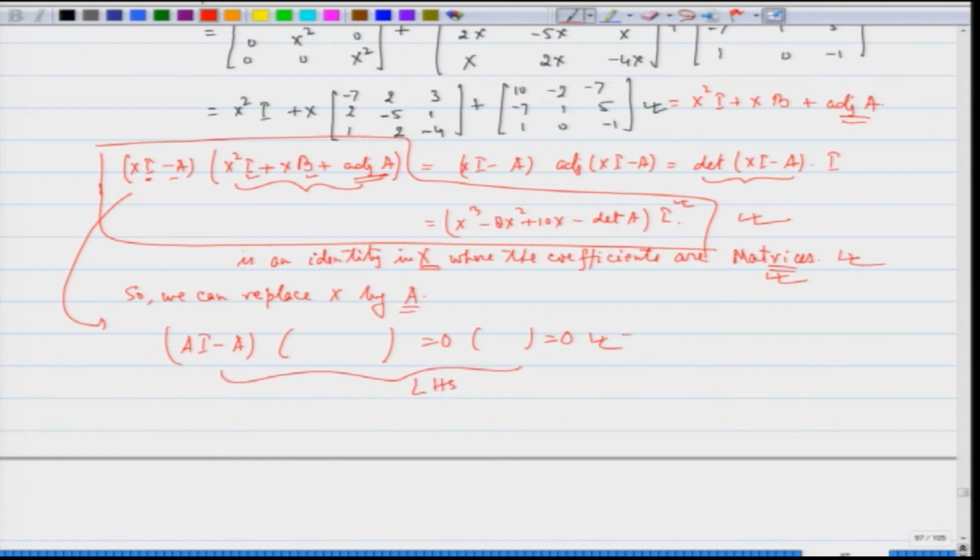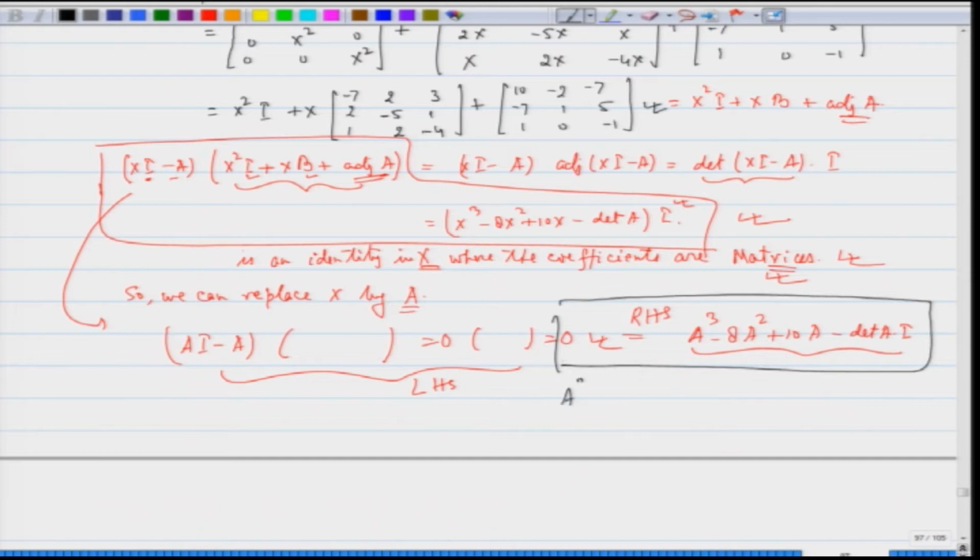What about the right hand side? The right hand side is A cube minus 8A square plus 10A minus determinant of A into identity. There is no change here because there is no x. So, this is equal to this. What we are trying to say from here is that A cube minus 8A square plus 10A minus determinant of A times identity is 0, fine. This is what is called the Cayley-Hamilton theorem.